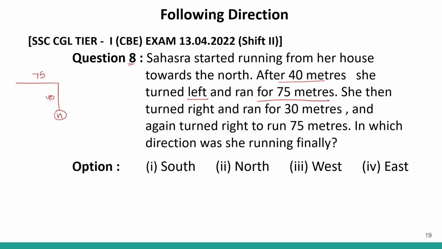Okay, then she turned right. So right will be this direction and she ran for 30 meters. Okay, then she turned right again. So right will be in which direction? Right will be in this direction. And then she ran again for 75 meters.